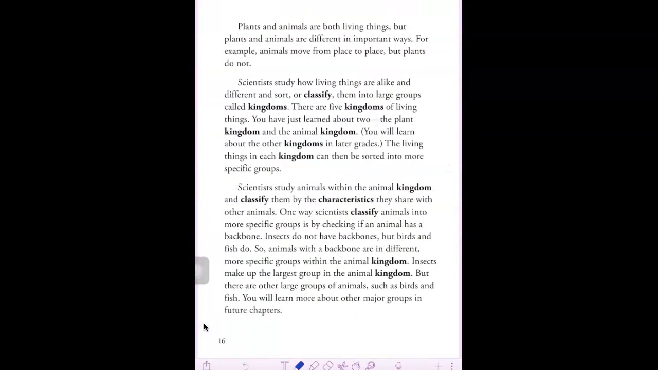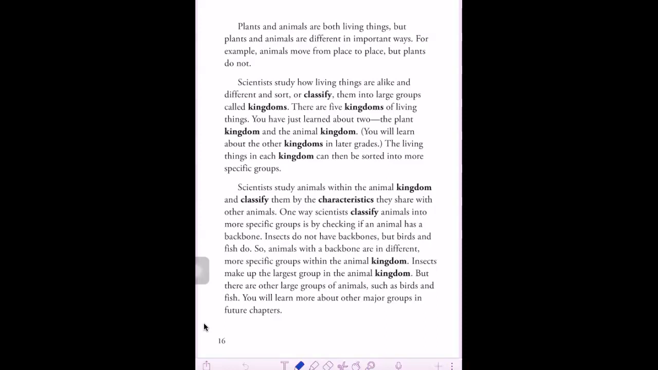Plants and animals are both living things, but plants and animals are different in important ways. For example, animals move from place to place, but plants do not. Scientists study how living things are alike and different and sort or classify them into large groups called kingdoms. There are 5 kingdoms of living things. You have just learned about 2, the plant kingdom and the animal kingdom. You will learn about the other kingdoms in later grades.